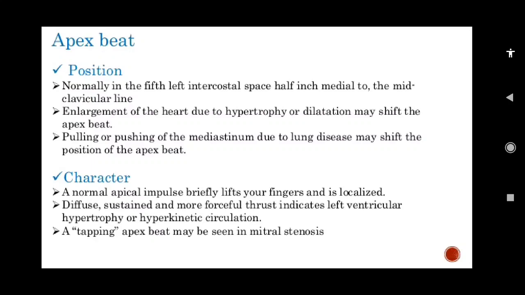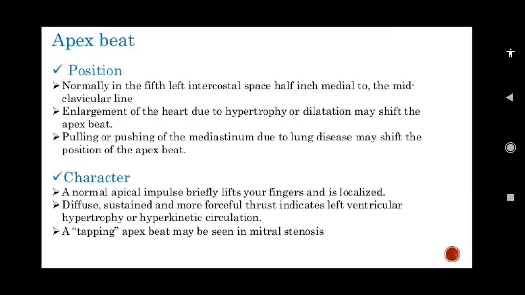So this entire line you have to remember, where the apex beat is located: fifth left intercostal space, half an inch medial to the mid clavicular line. If it is not present in this line, it is shifted to either right or left because of enlargement of the heart or pulling or pushing of the mediastinum due to lung disease.